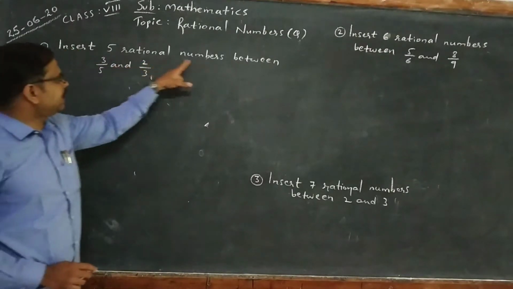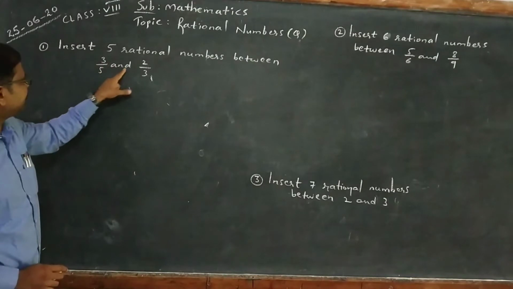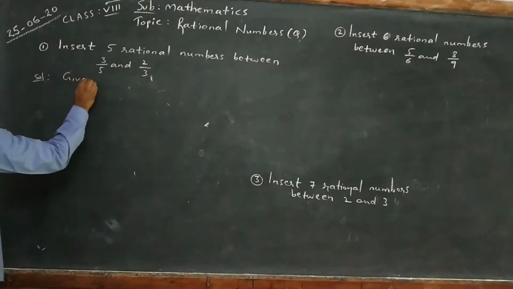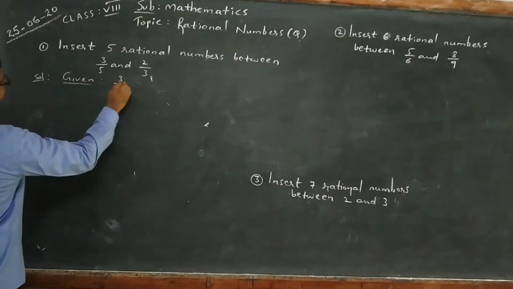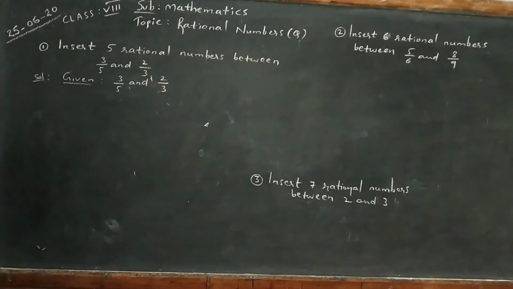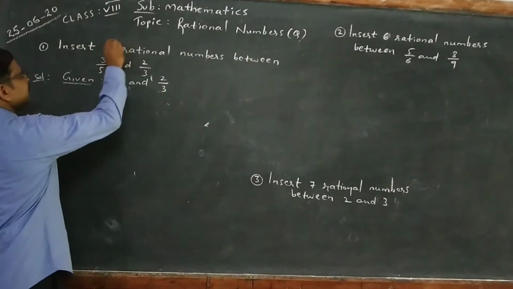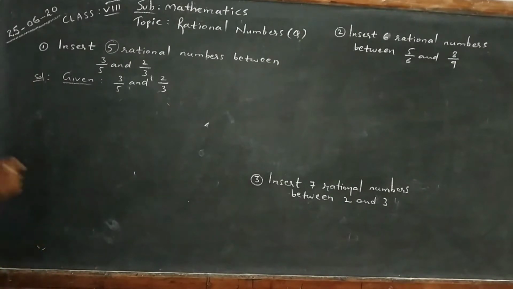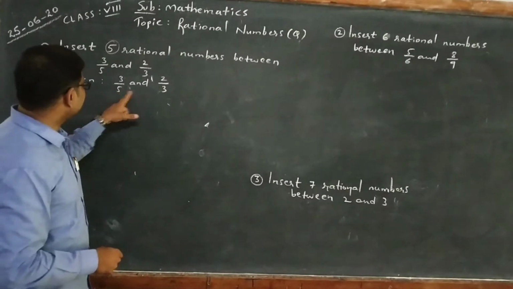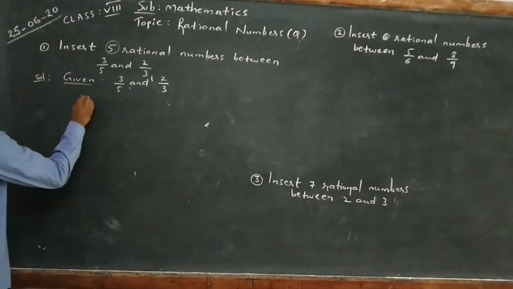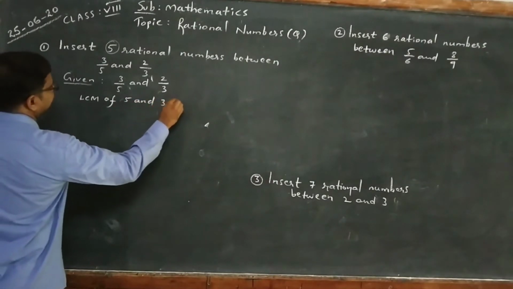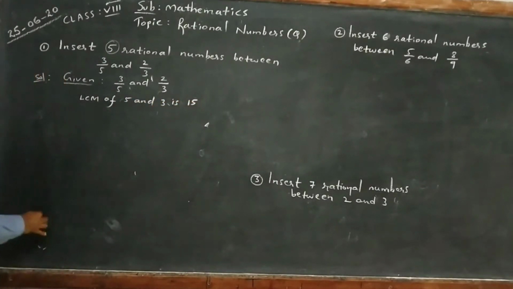Insert 5 rational numbers between 3 by 5 and 2 by 3. What are the given rational numbers? 3 by 5 and 2 by 3. How many rational numbers do we have to insert? 5. First step I told you, take the LCM of denominators. What is the LCM of denominators? 15. The LCM of 5 and 3 is 15.